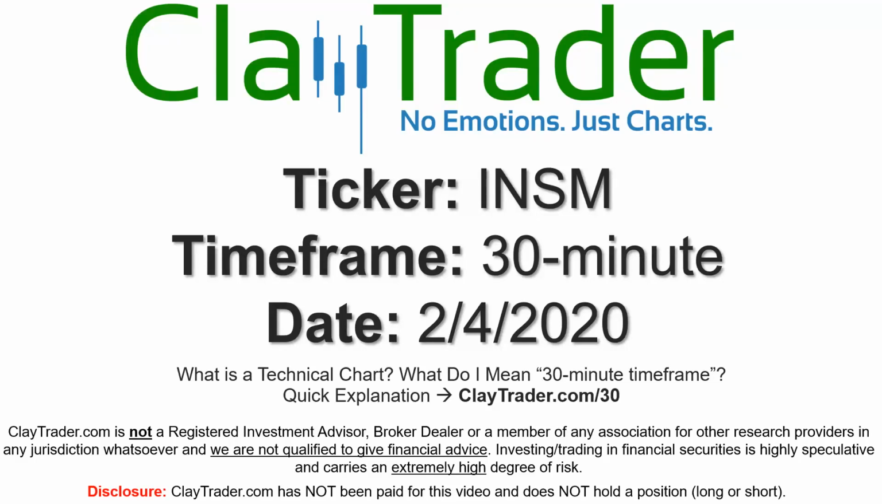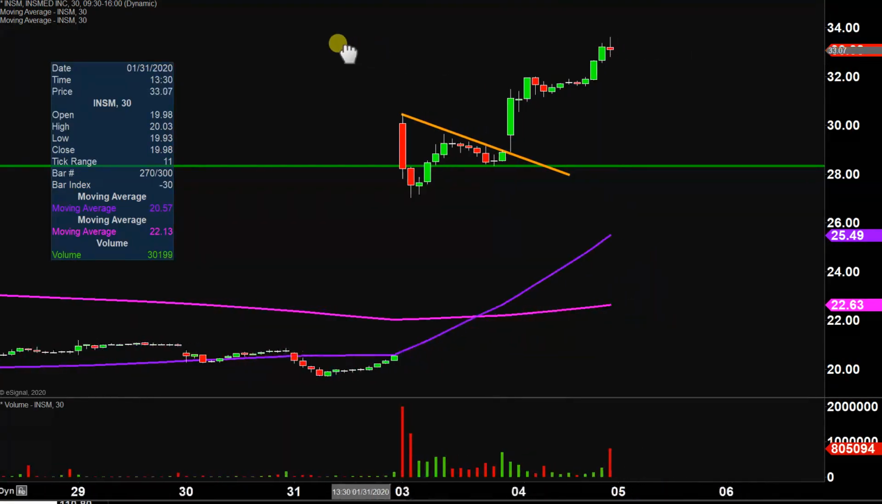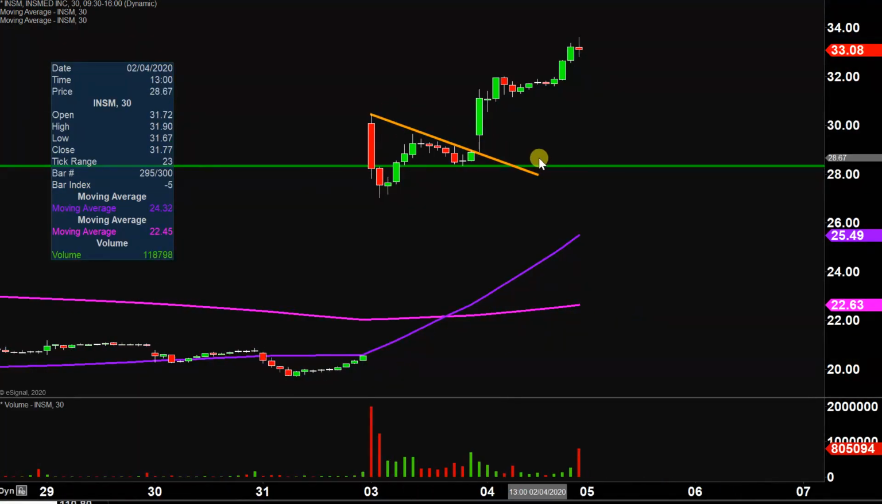We will take a look at the 30-minute time frame. If you're not sure what I mean by 30-minute, I do offer an explanation video at that link. So if you go there, I'll explain in detail. Did this analysis on Monday, so that is where the green and then the orange line annotation are coming from.